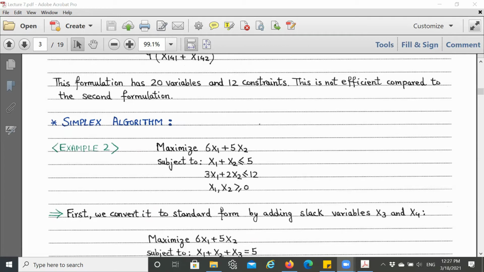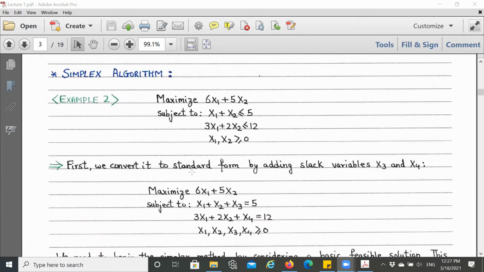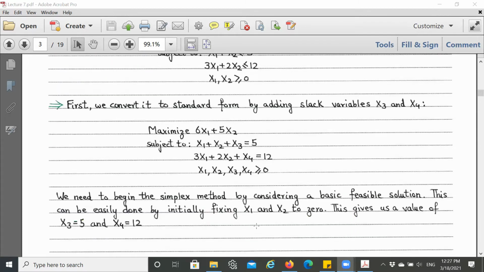Okay, so just to refresh your memories, we have this problem of this form. Maximize, let me bring it here. If I want to convert it into a standard form, I keep the maximize as such, and since this is less than or equal to, I add a slack variable, x3. Similarly, over here we add another one, x4, so x3 and x4 should also be greater than 0.